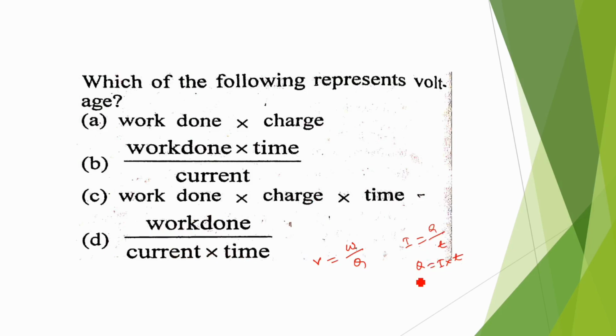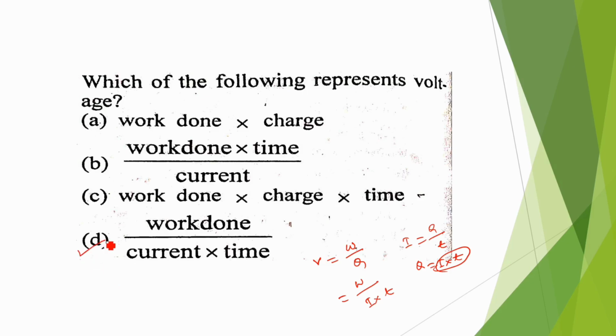So voltage V will be W by Q. In place of Q we can put I into T. So what is I into T? I is current and T is time, and W is work done. So what will be the correct answer? The correct answer will be work done divided by current into time.